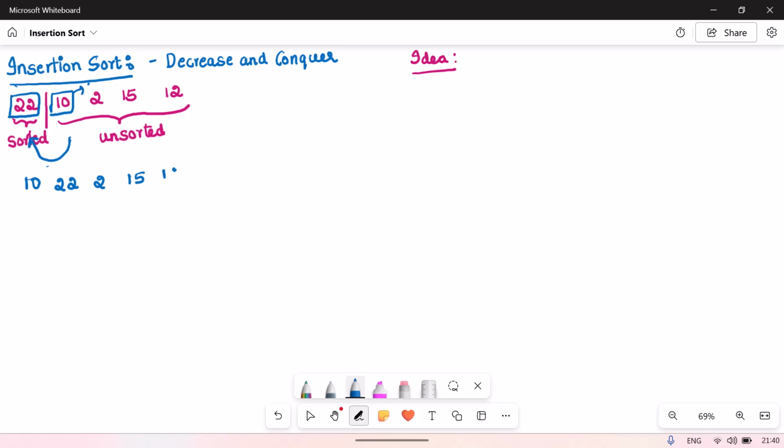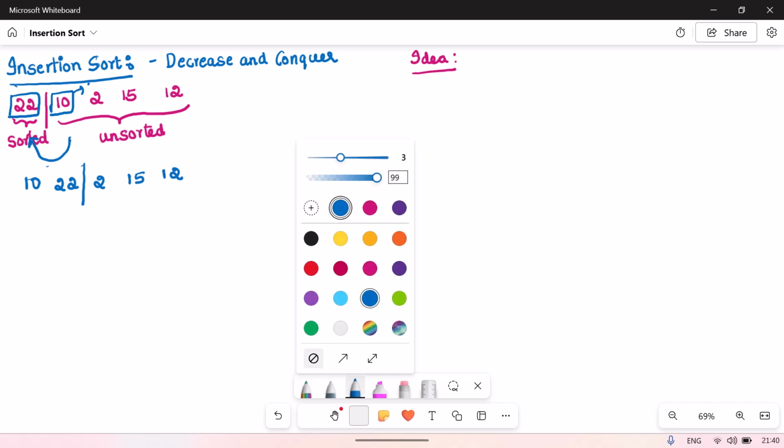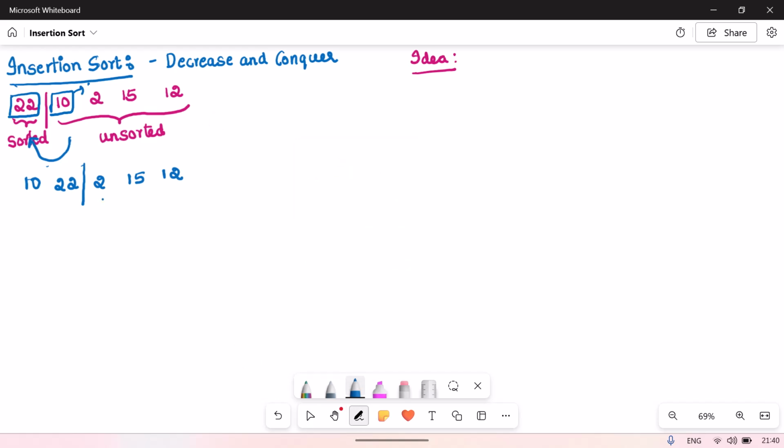Now we will assume that two elements are sorted. How does insertion sort work now? It will take the leftmost element of the unsorted list and compare it with the rightmost element of the sorted list. 2 and 22 will be compared. 22 should have been on the other side, but it is not in order. You want to sort them. So what do you do?